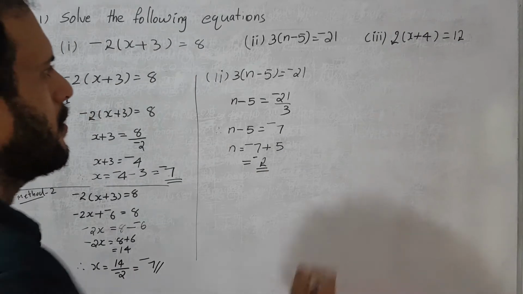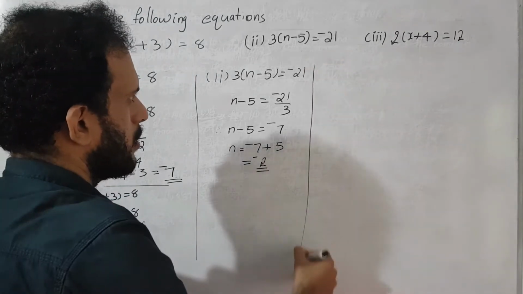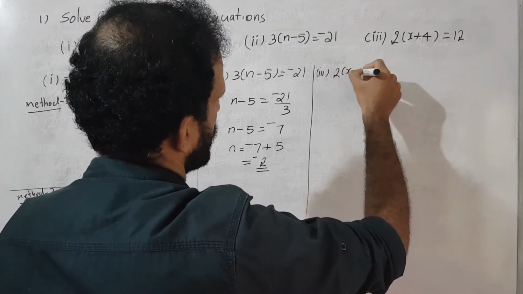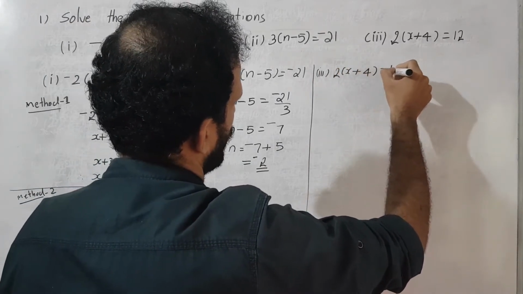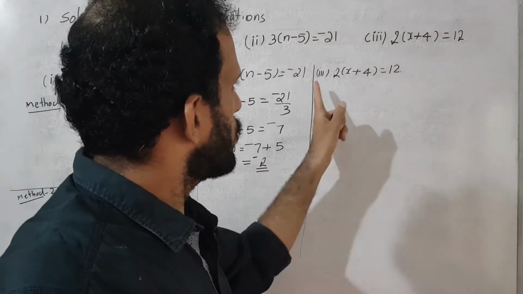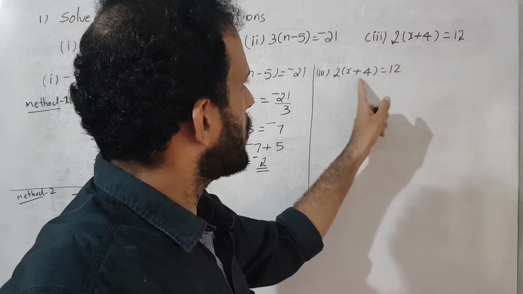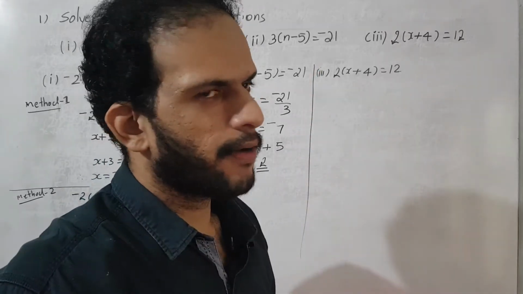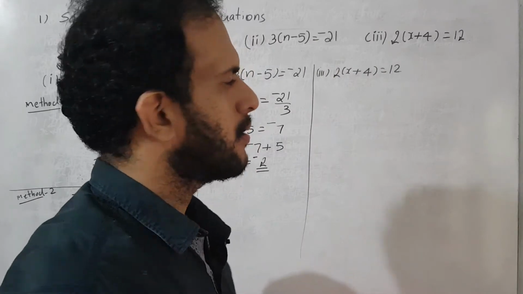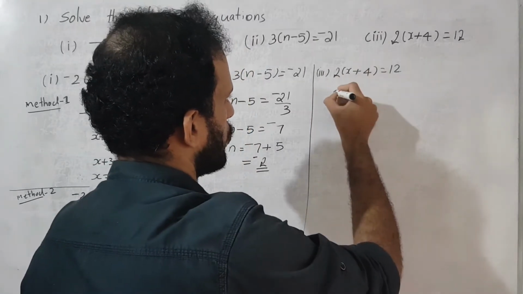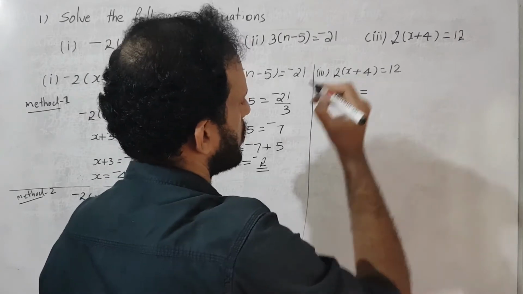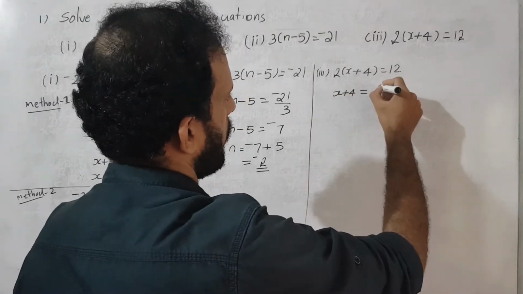Okay. Then we go to the third question. The third question is x plus 4 into 2 is equal to 12. Then here what is the next? Yes, here also we are multiplying commonly x plus 4 by 2. Then first step, we transpose into 2 to the side of RHS. Then what is remaining here? x plus 4 is equal to 12.